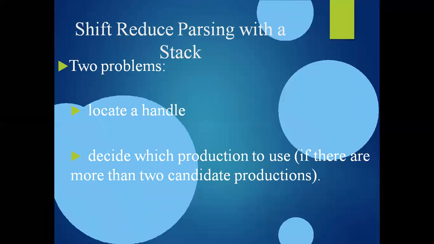One, to locate a handle: how we locate a handle with a substring, and reduce it by replacing it with its corresponding LHS from the RHS. And the other, how to decide which production to use if we have more than one production rule, more than two alternatives for the same variable. So we are considering these two as the problems in shift-reduce parsing with a stack.